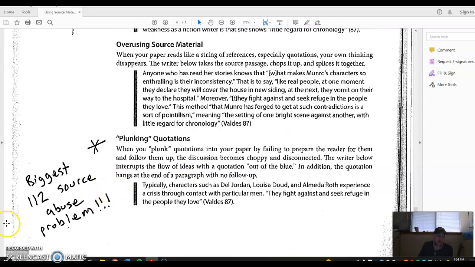I saw this quite a bit. As you can see, I said this is the biggest problem in 112, but it's a problem in 111, of course, where people don't give a signal phrase or set up a quote at all. You always have to have a signal phrase before the quote. Sometimes you can give it after the quote, but it typically looks awkward, so give it before the quote. Another problem is they didn't follow the quote with any discussion, which some of you did too.